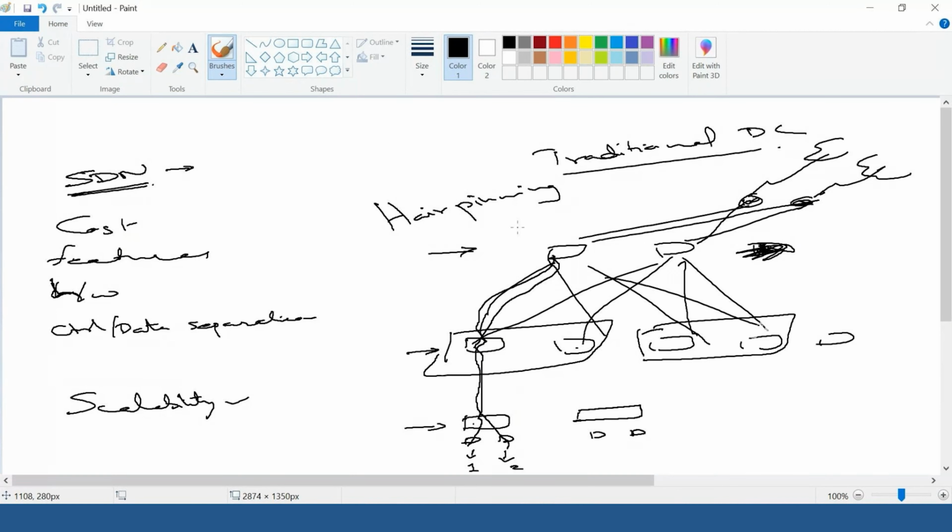This is actually degrading our performance. Unnecessarily it is going. We are using our bandwidth, we are using our CPU, memory, right? Finally, it is coming back to the same place only. So this is one problem.